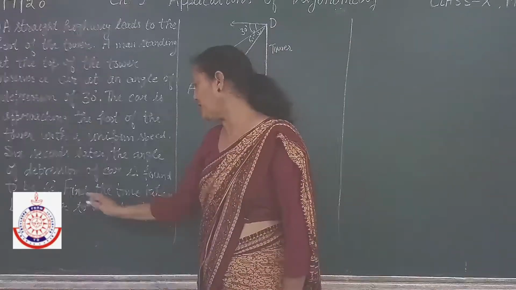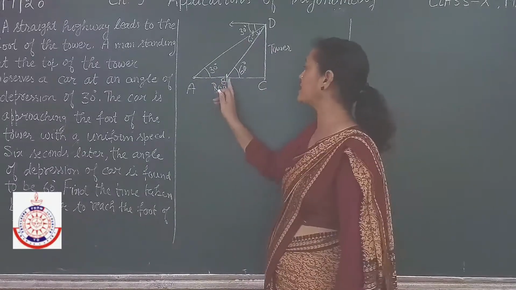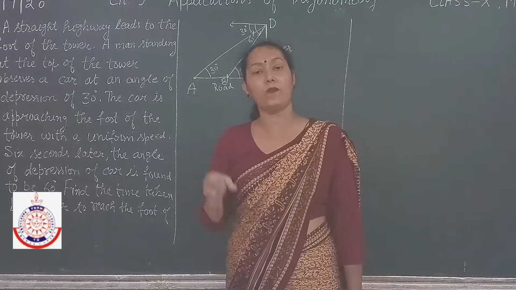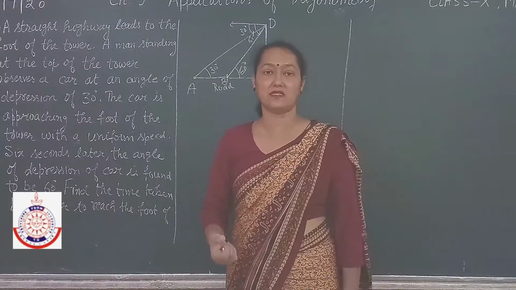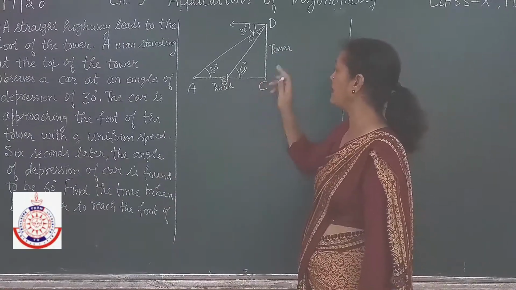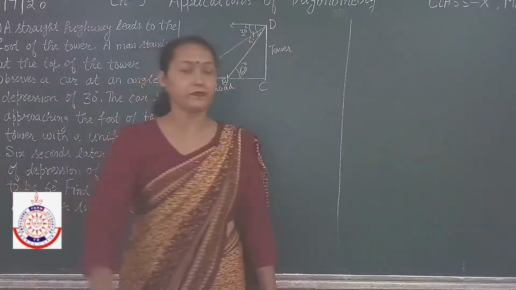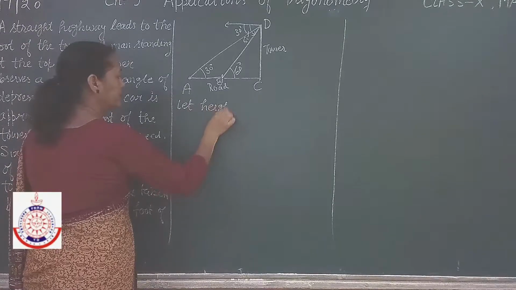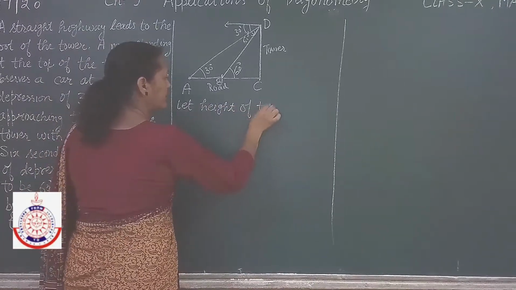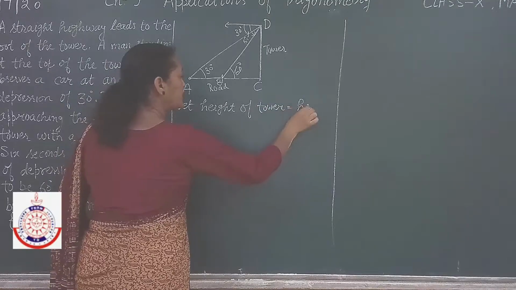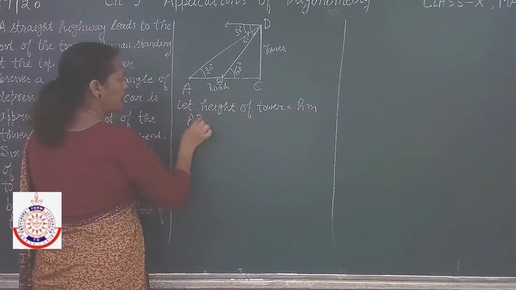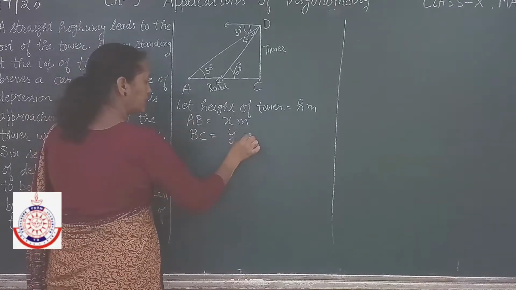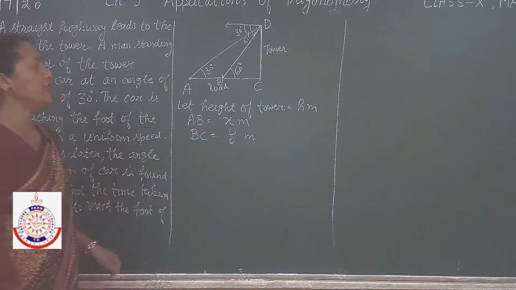We have to find the time taken by the car to cover the distance. Which distance? This distance, BC. If AB is covered in 6 seconds, then in how much time will the car cover the BC distance? So we have to calculate the BC distance. Let the height of the tower be H meter. AB equals X meter. BC equals Y meter.